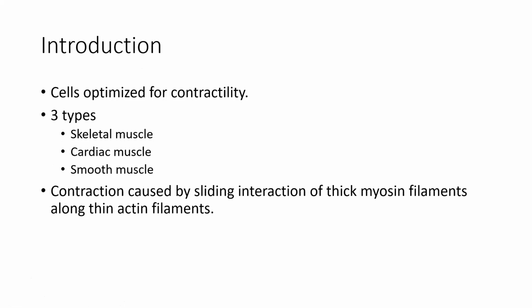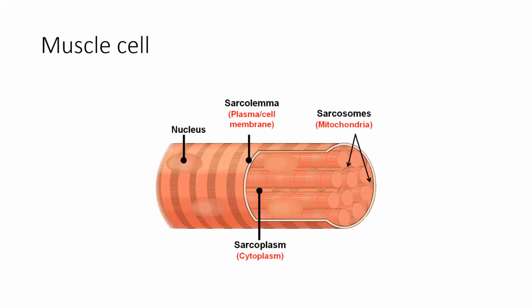So muscle tissues are cells optimized for contractility. So they are specialized for contraction. And the three types are skeletal muscle, cardiac muscle, and smooth muscle. And the contraction of these muscles is caused by two types of filaments, thick myosin filaments and thin actin filaments. We'll see about them in the later slides.